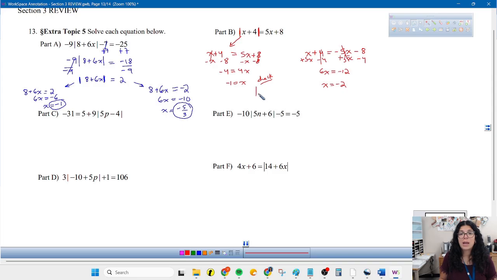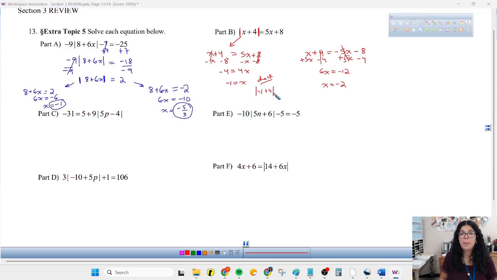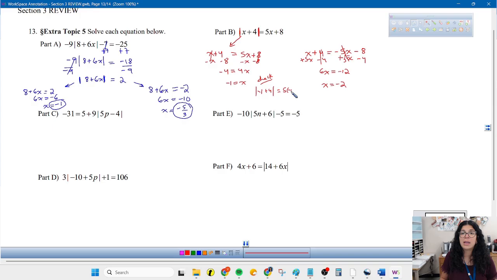So the question is, is the absolute value of negative 1 plus 4 equal to 5 times negative 1 plus 8? Well, negative 1 plus 4 would be 3. The absolute value of 3 is 3. And 5 times negative 1 is negative 5, plus 8 is 3. So this works out. Yes, negative 1 is a solution.